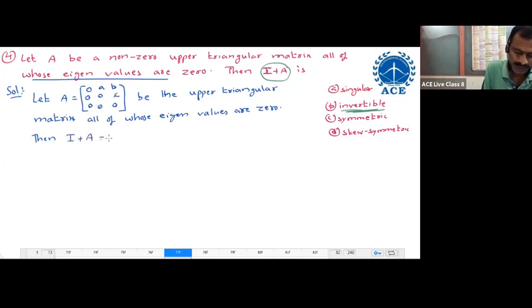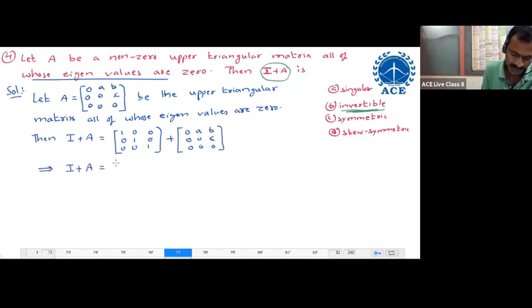I plus A equals the matrix 1, 0, 0, 0, 1, 0, 0, 0, 1 plus A, which is 0, a, b, 0, 0, c, 0, 0, 0. Which implies I plus A equals a 3 by 3 matrix. When you add these two matrices, we get 1, a, b, 0, 1, c, 0, 0, 1. It is the resulting matrix I plus A.